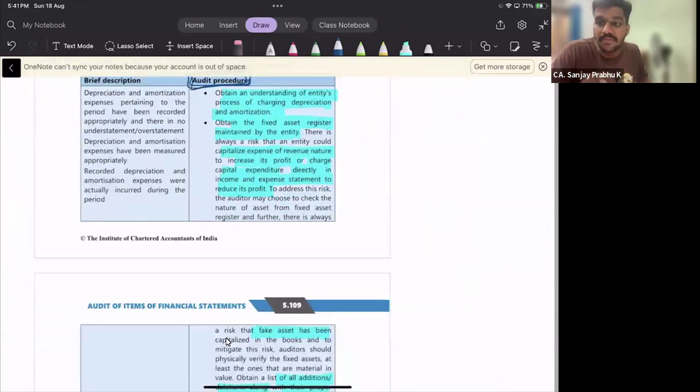With depreciation, we are done with the P&L account items. Now we are only left with the balance sheet items, which we'll be starting in the next few hours.